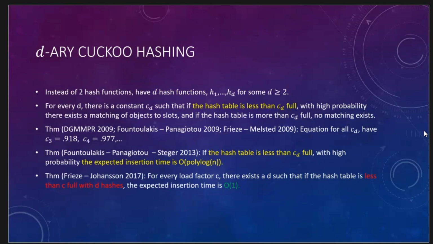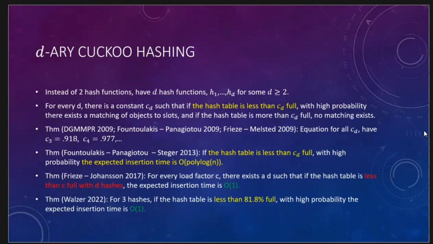This is maybe less useful in practice because if you want your hash table to be 99.9% full, this comes back to you saying, okay, then use 50 million hash functions, and then it works perfectly. But it was the first to get an O of 1 insertion bound for some number of hashes.